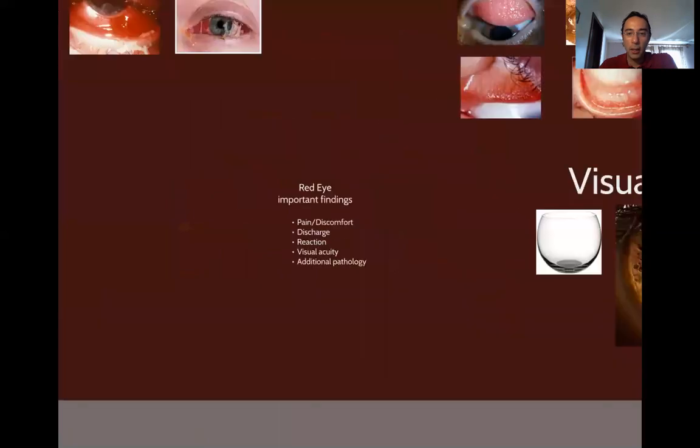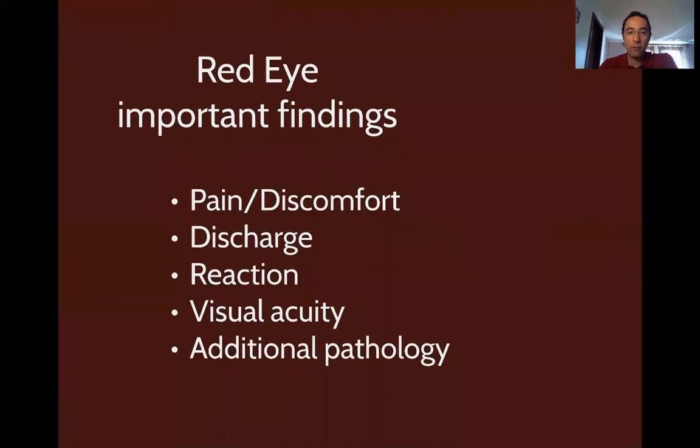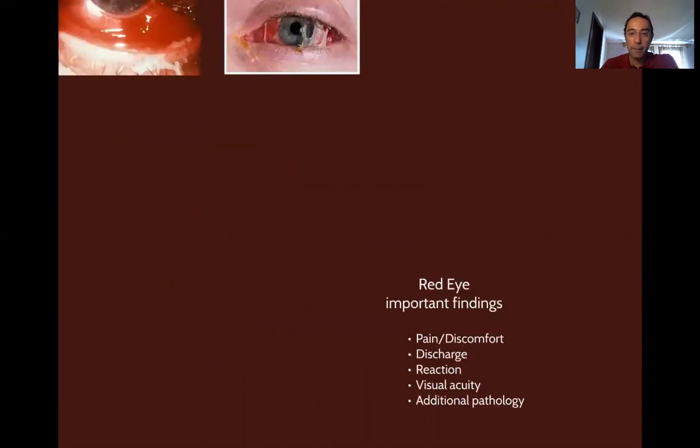To do that, we have some important findings to consider, and we're going to be looking at these one by one. Just for the context of this lesson, I'd like to point out that additional pathology means, for this lesson, any other pathology other than red eye is included in this additional pathology part.